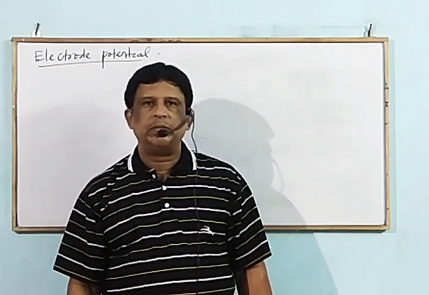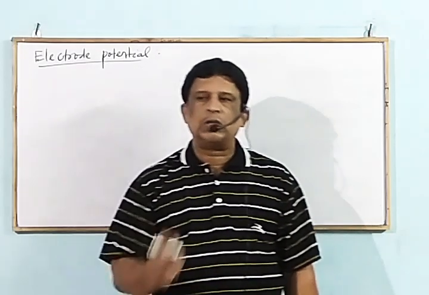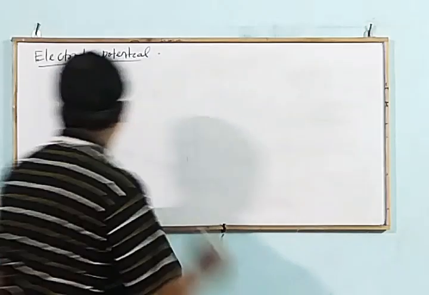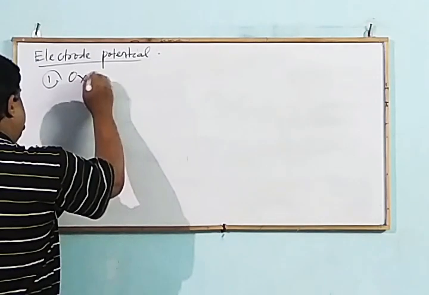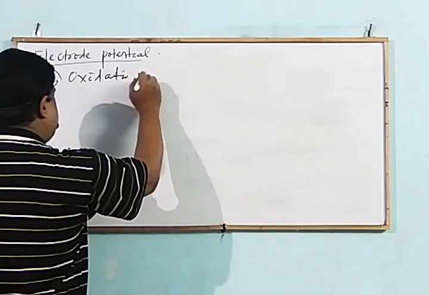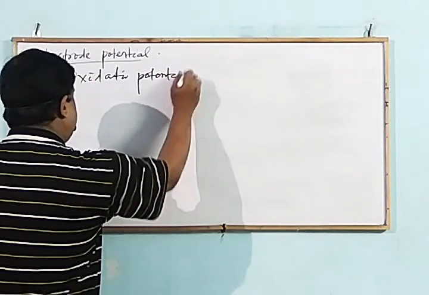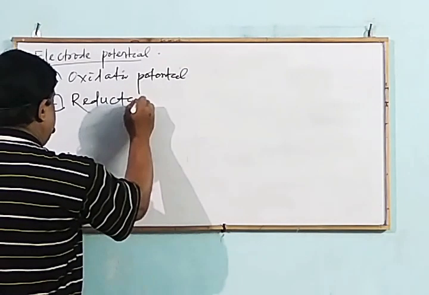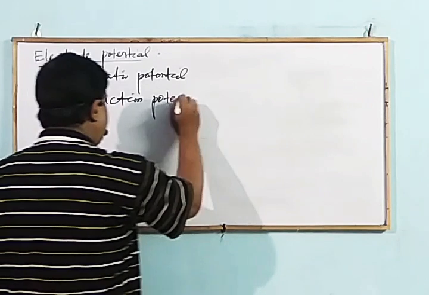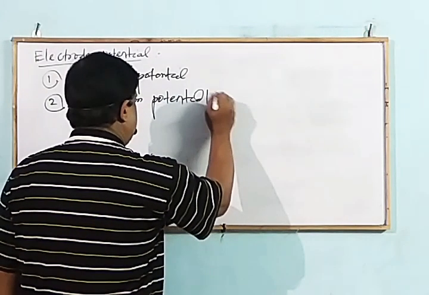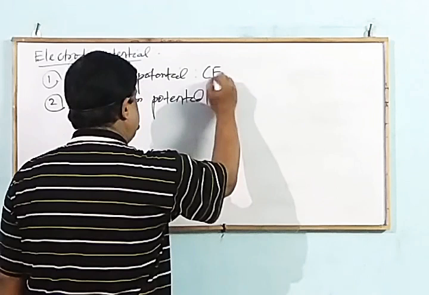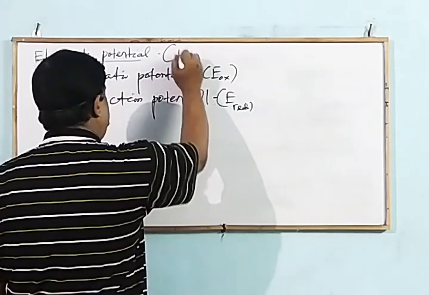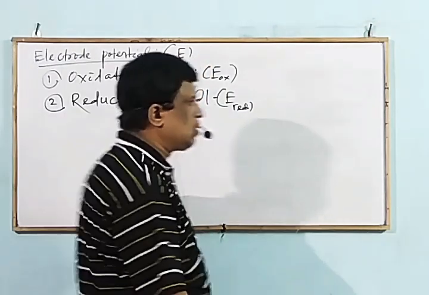It is of two types. One is known as oxidation potential, one is known as reduction potential. Mark that, two types are there. Point one is oxidation potential. Point two is reduction potential. Oxidation potential symbol is E_OX, reduction potential symbol is E_RED, electrode potential symbol is E. First we discuss one by one.